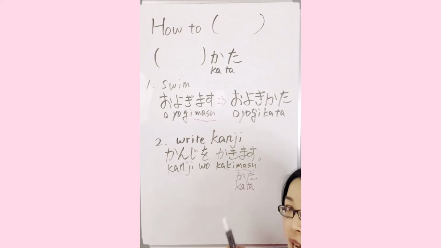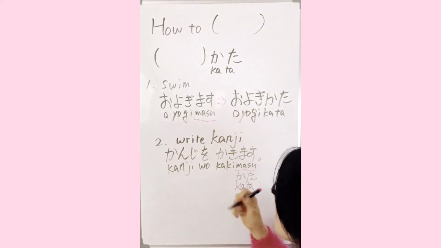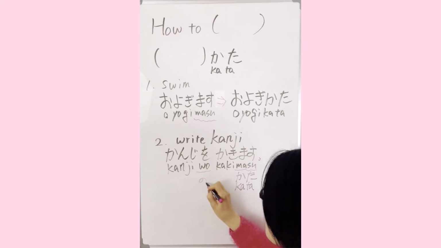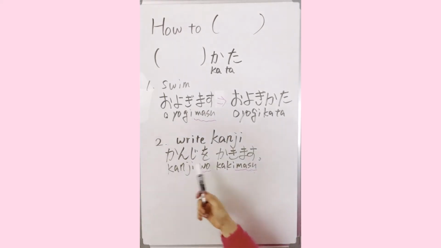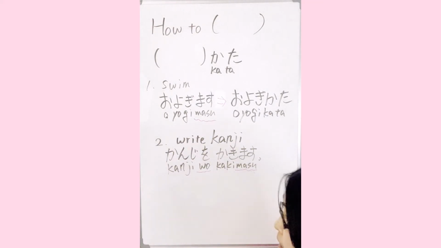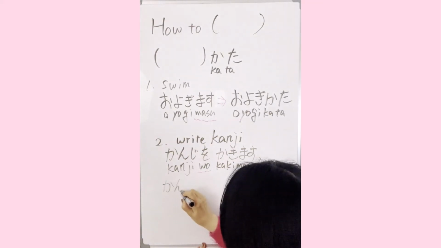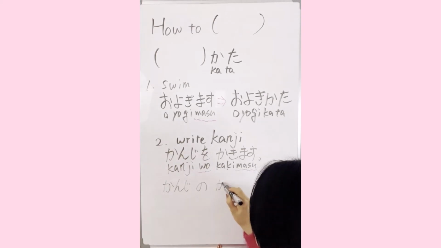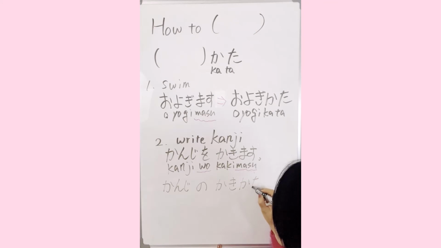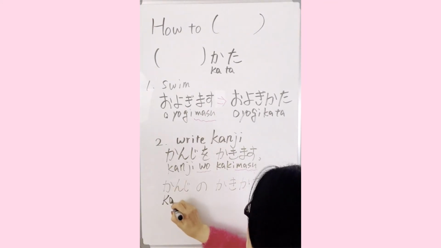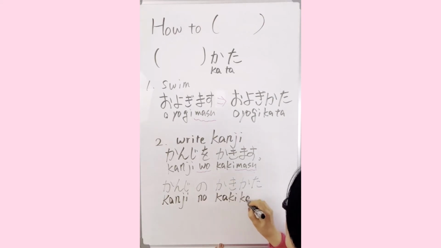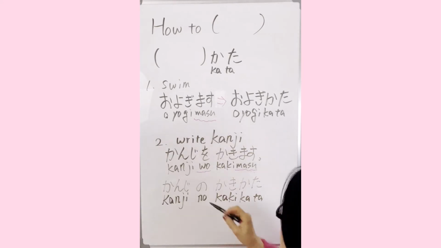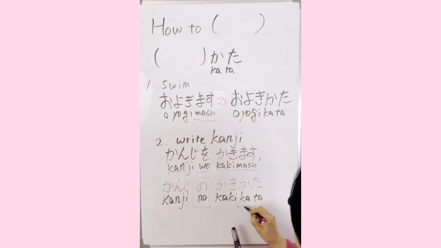But 漢字を書き方 is wrong. So you need to change this whole part to 漢字の書き方. So if you want to say how to write kanji, in that case you say 漢字の書き方。No is used, not o, and then we use kata.